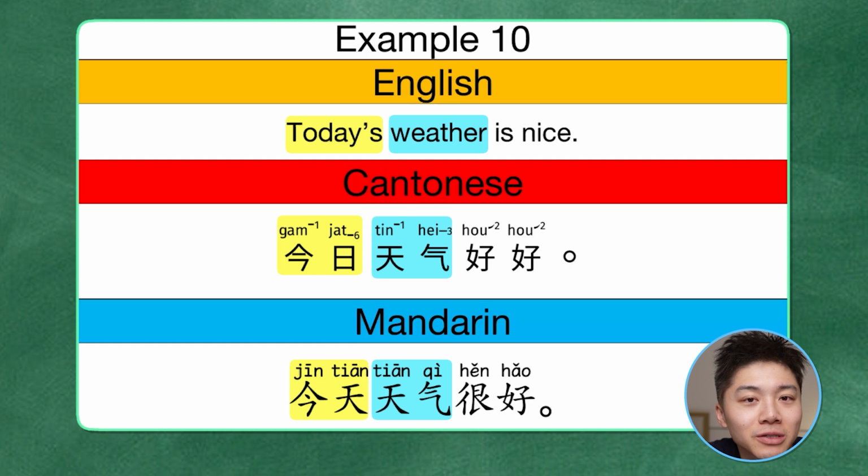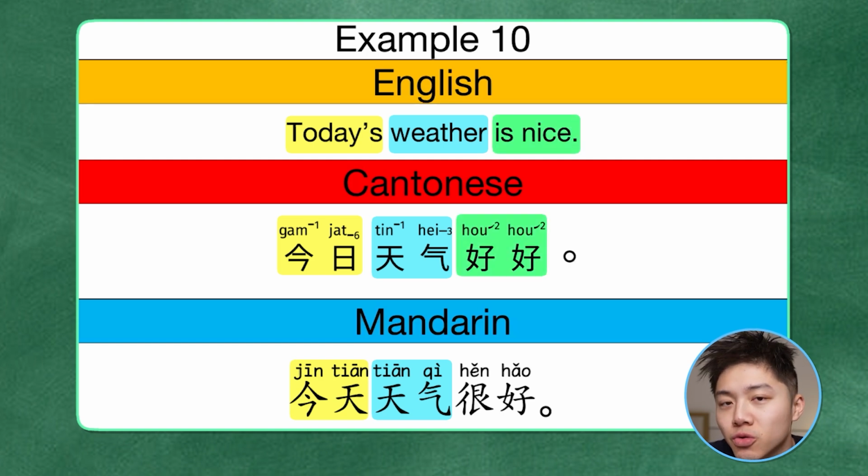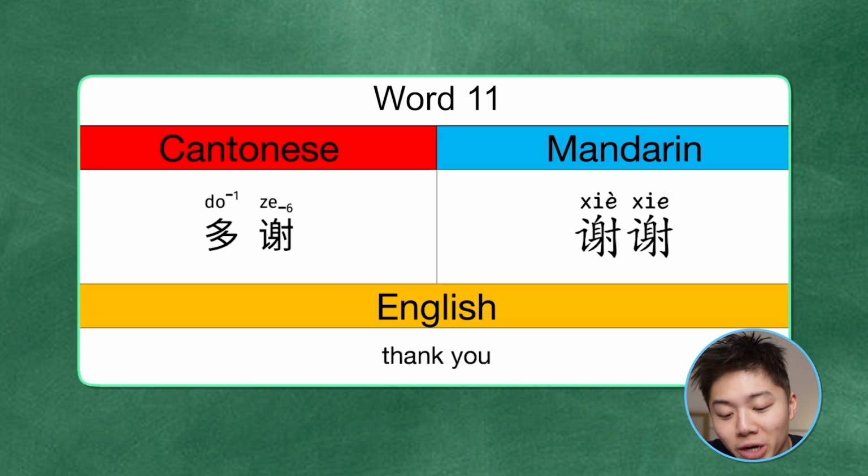The exact same characters. Now this next one, 好, there's two. This 好 is a word with multiple meanings. It can mean very or it can mean good. In this case, in Cantonese, the first 好 means very. The second 好 means good. So very good. In Mandarin for very, we more commonly use 很, and then 好 means good. So very good, 很好. 今日天氣好好. 今天天氣很好. Next one is thank you.